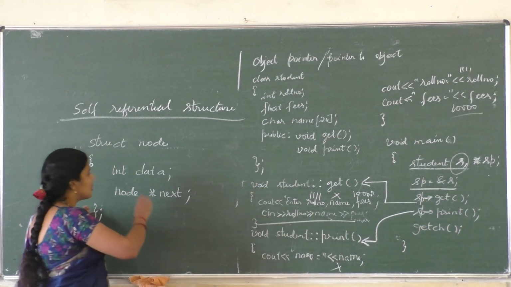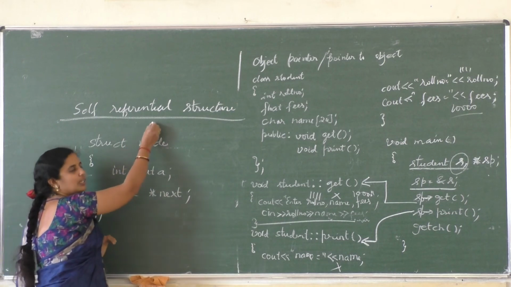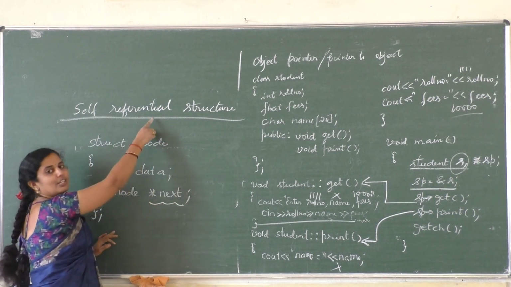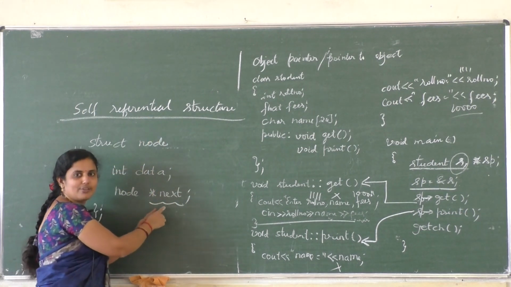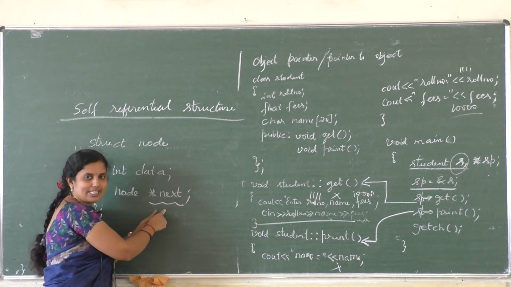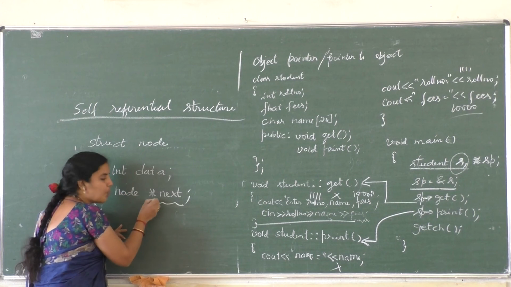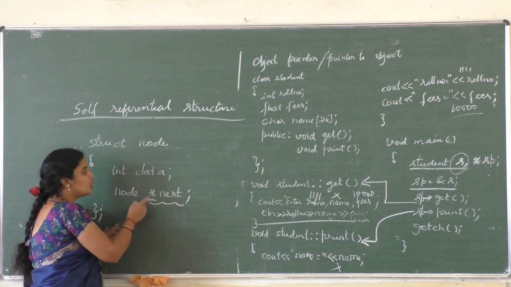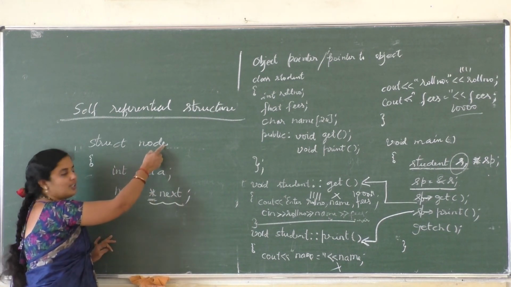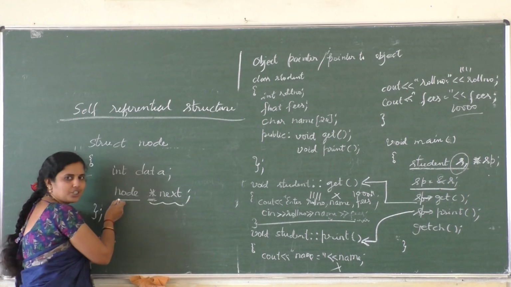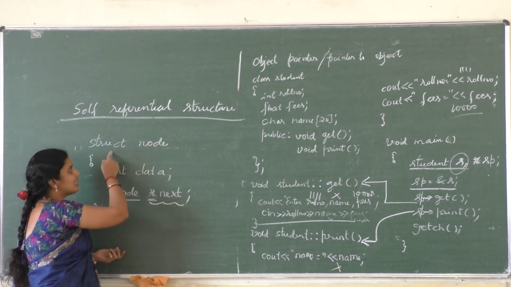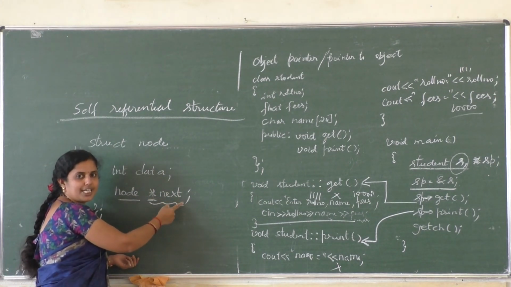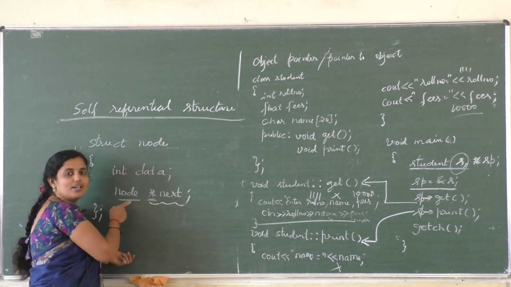I'll just tell you the definition. A self-referential structure is a structure which has an element that is a pointer. Here, star next, right? That is a pointer to the structure. What is the structure here? Node. It is a pointer to a structure of the same type. Here the structure is node type, and here we have created a pointer element which is a node type itself.